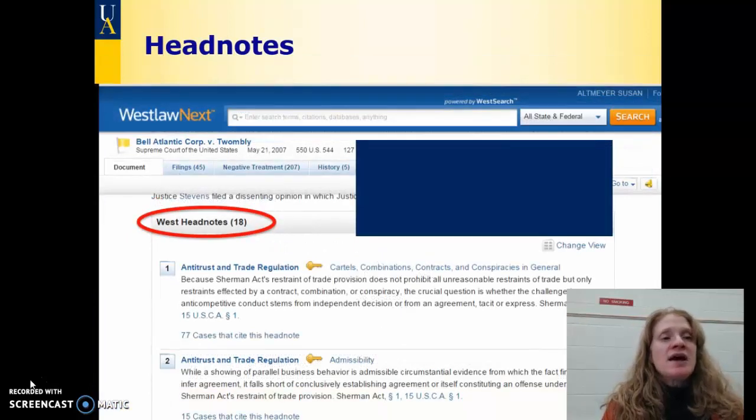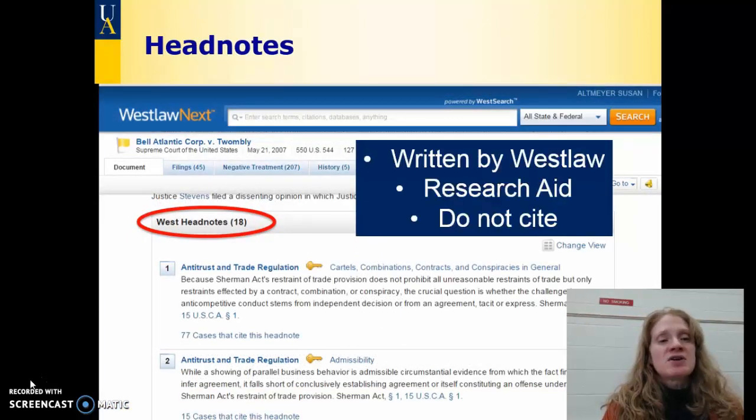You will see headnotes both in Lexis and Westlaw. Again, these are not written by the court. They are written by Westlaw or Lexis, and they are a research aid. Do not cite them. Use them as a summary of the holdings of the case. Use them as a finding aid to find more cases on point, and we're going to discuss how to do that later, but do not cite the headnotes.